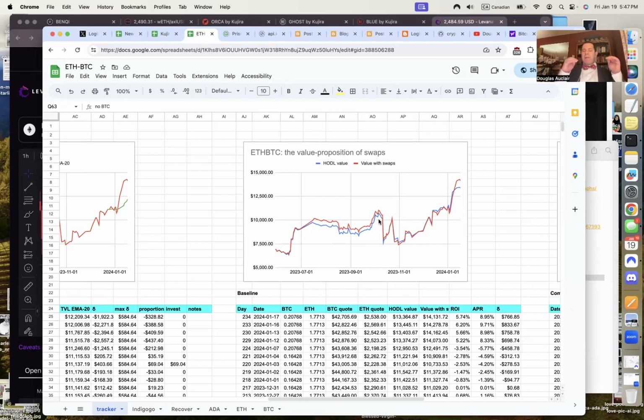Then I have another scenario where I actually record my position when I do sell Ethereum or I do sell Bitcoin and trade to the opposite coin. And you see here that with the trades going on, the value of my portfolio is higher than if I simply held Bitcoin and Ethereum.